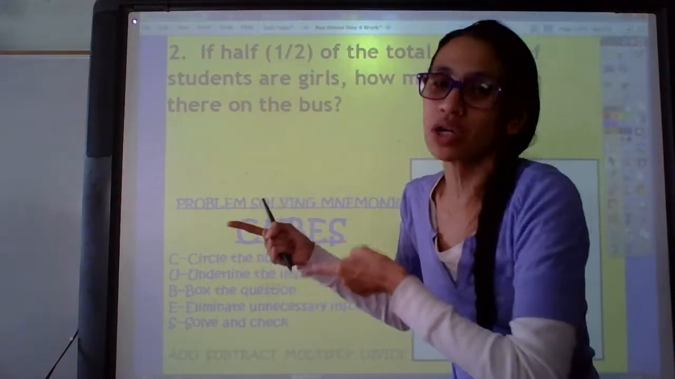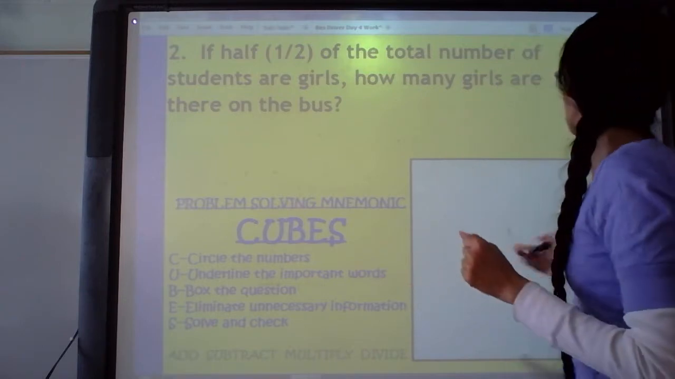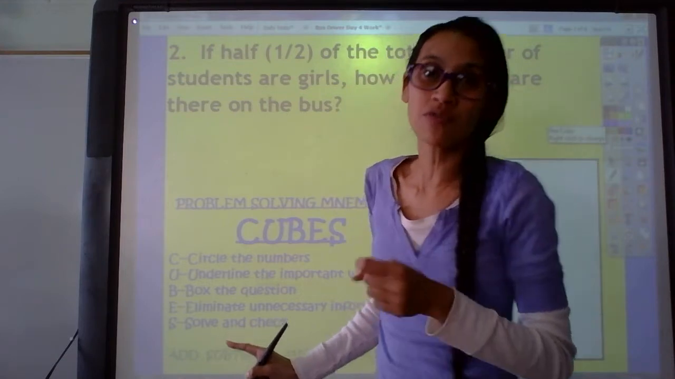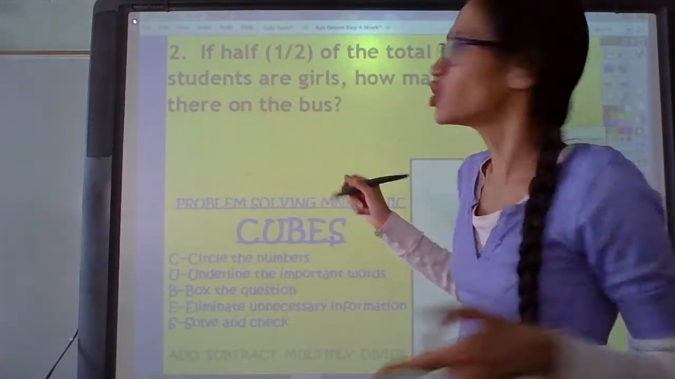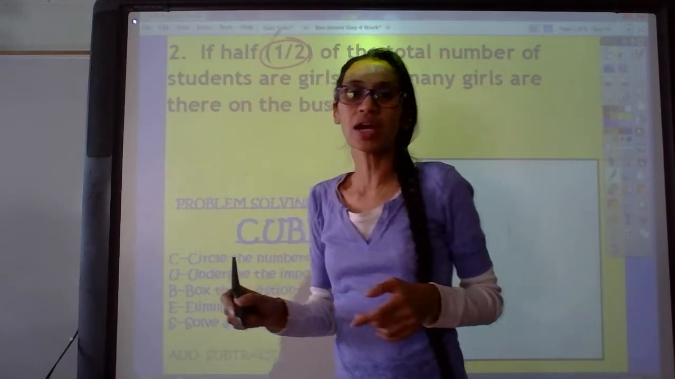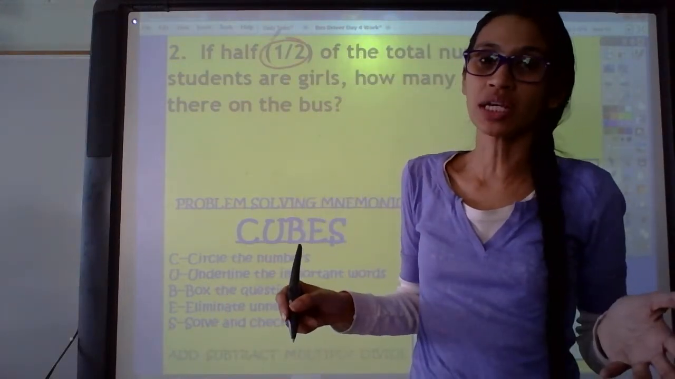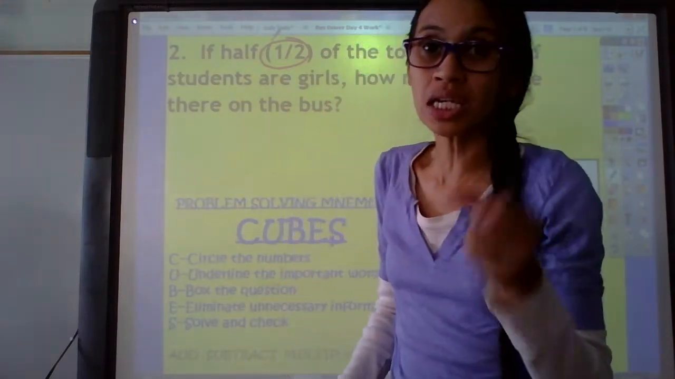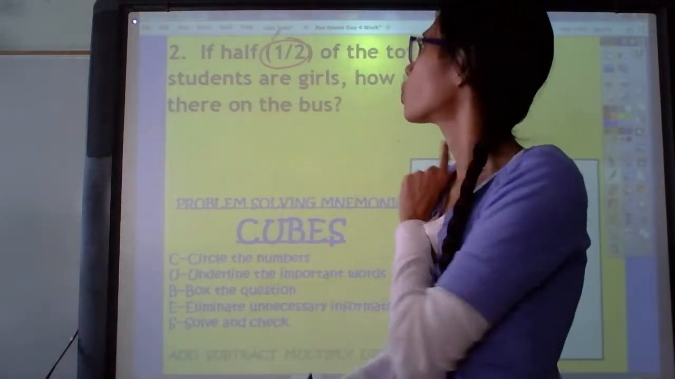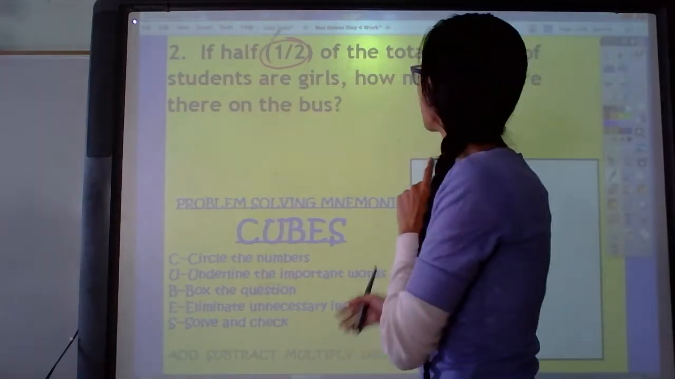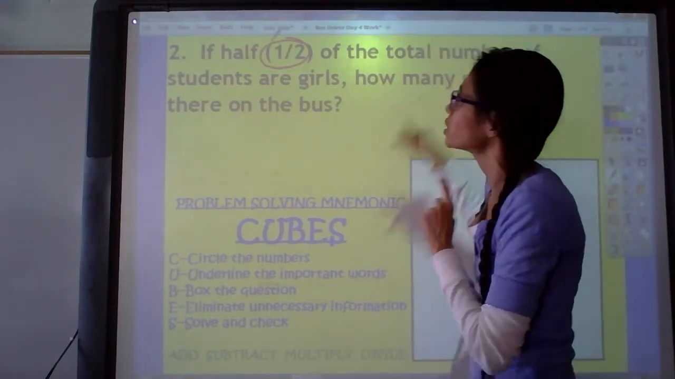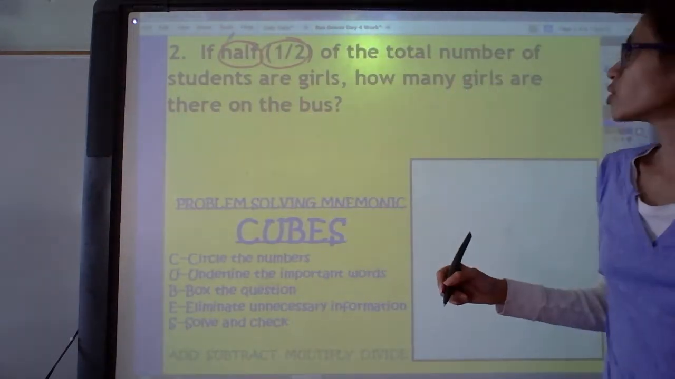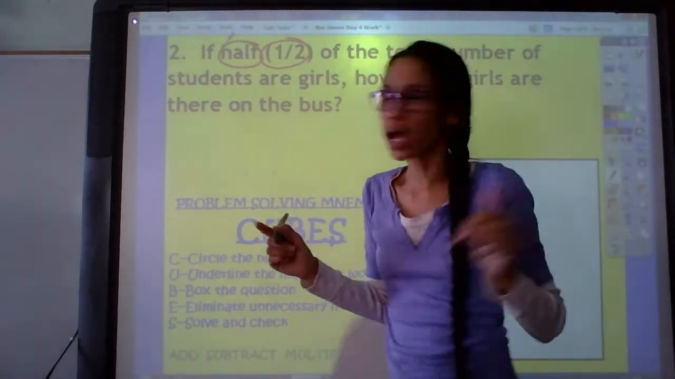Cubes clues, the cubes clues. First step is a C step. It says to do what? We need to circle the numbers. Find some numbers for me. Yes, fractions are numbers too. Bam, right there, 1/2. What other numbers do you see? Okay, that too. That's the number of the problem. We don't have to circle that. But I see a word. That's a number word. Do you know what word that is? Okay, not that word. Right here, half. That is a number word. Do you see any other numbers? Oh no, we're done with that step.